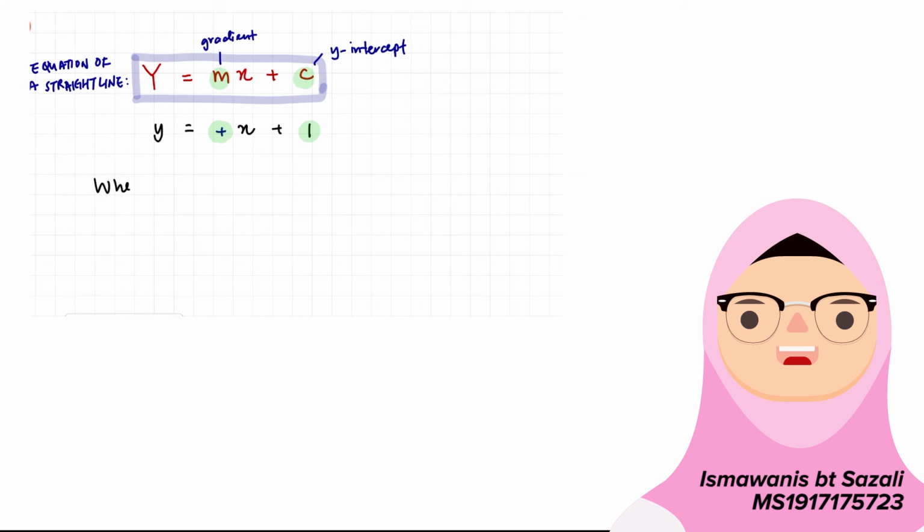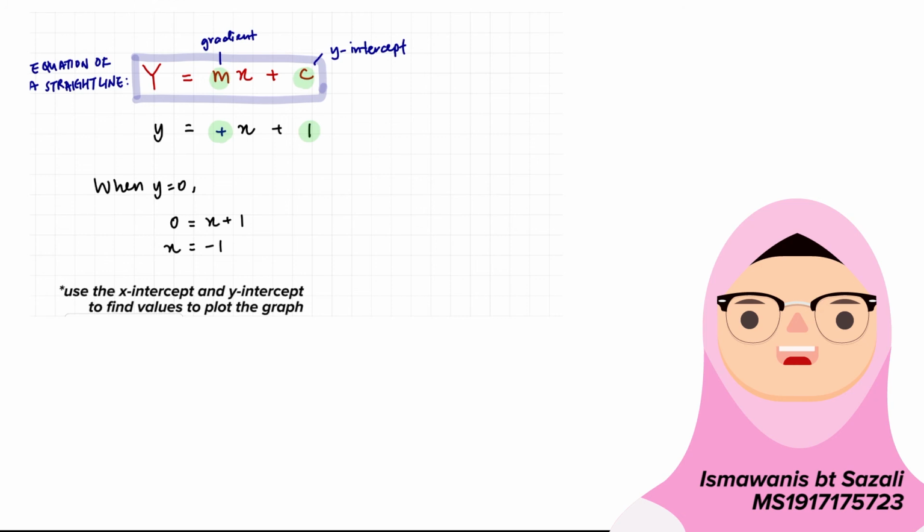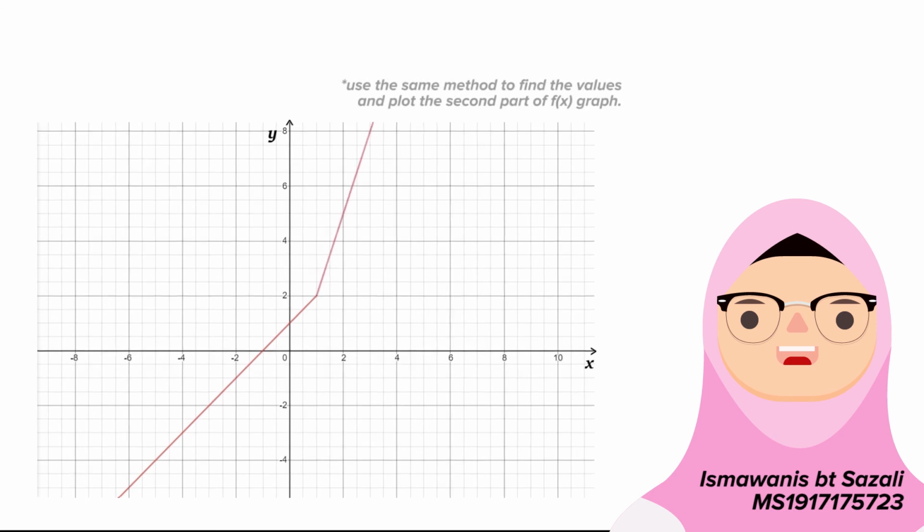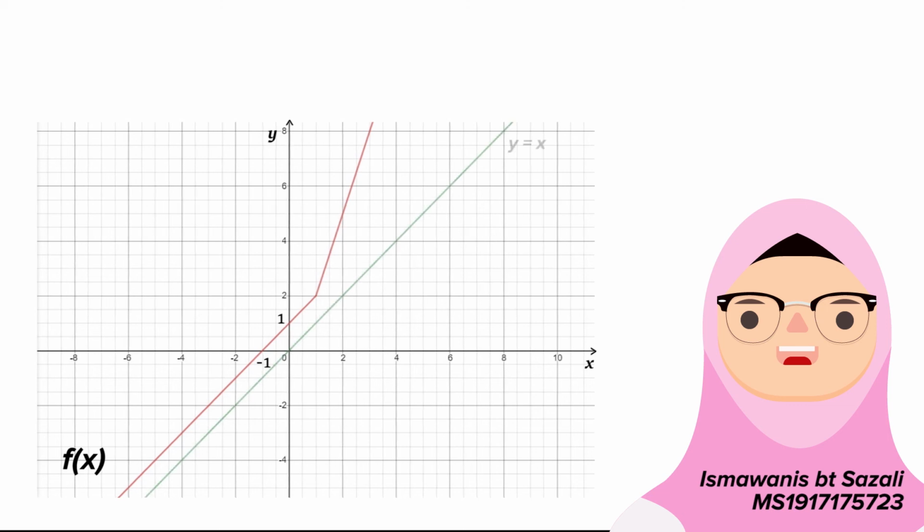For the x-intercept, we will get -1 by substituting y = 0 into y = x + 1. For the function 3x - 1, x is greater than 1. Since it has a greater gradient than x + 1, the straight line will become like this. This is the function f(x). Before reflecting out the inverse graph, we must draw the line y = x as the axis of symmetry.